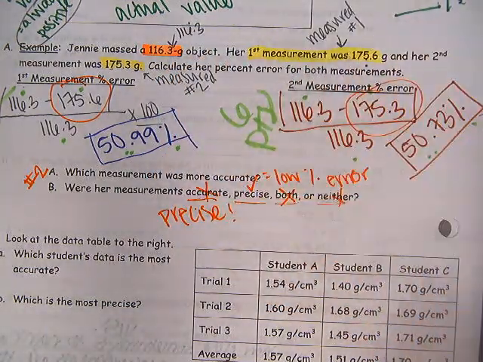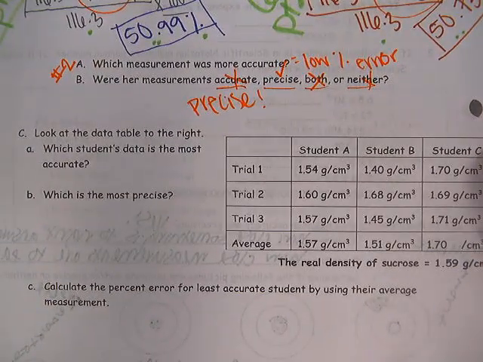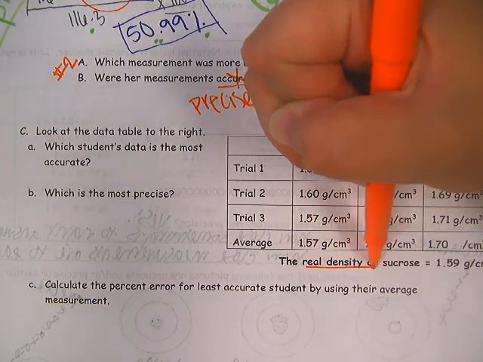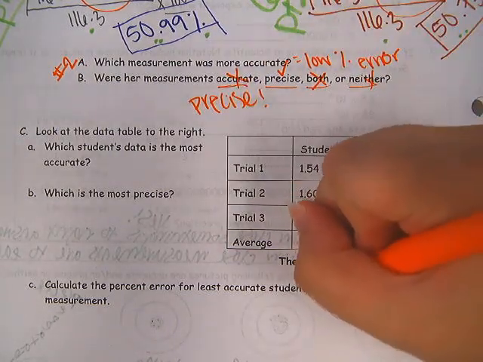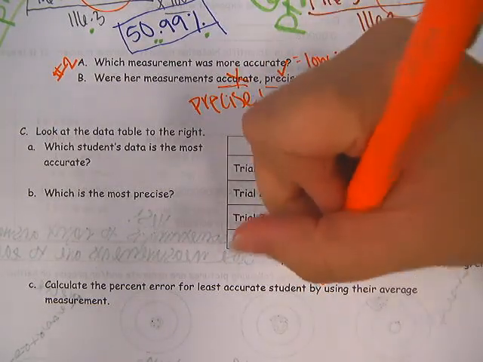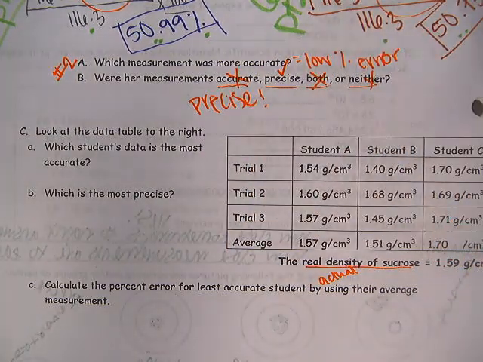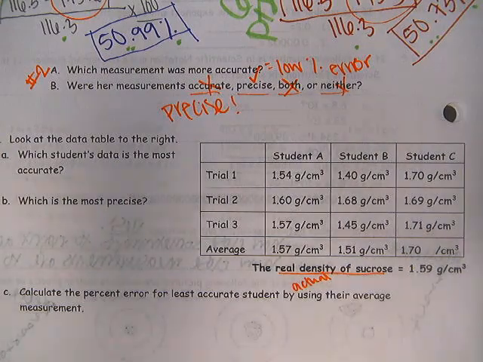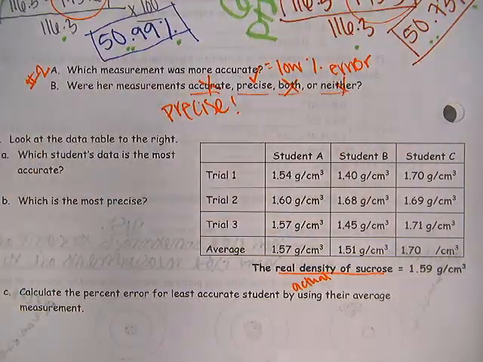So keeping in mind what each of those mean, I want you to try example C on your own. So reading the student's data and the real density that you're using, the actual value that you're using is 1.59 grams per centimeter cubed. So keep that in mind. Work on parts A, B, and C for example C there.